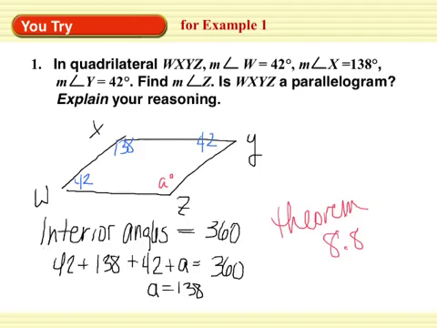So what I did, I know that the interior angles of a quadrilateral have to equal 360. So I added 42 plus 138 plus 42 plus the missing angle and set it equal to 360, and then solved for the missing angle. So I know angle Z is 138. And theorem 8.8 says, if both pairs of opposite angles of a quadrilateral are congruent, then the quadrilateral is a parallelogram. So I explained my reasoning.